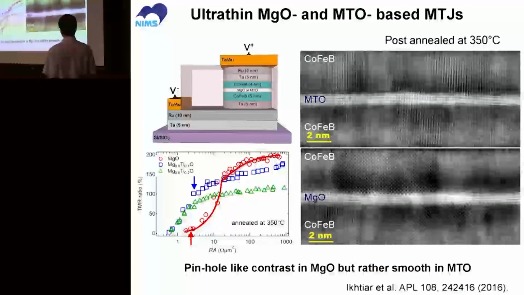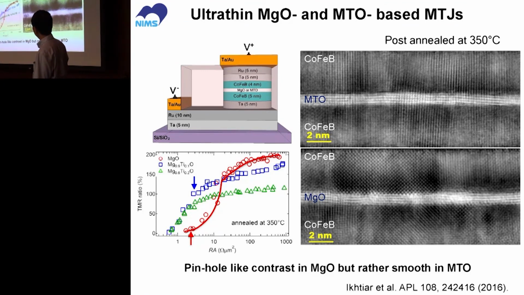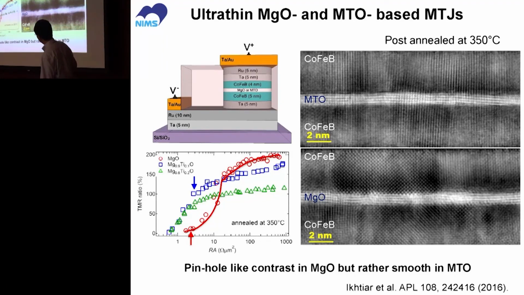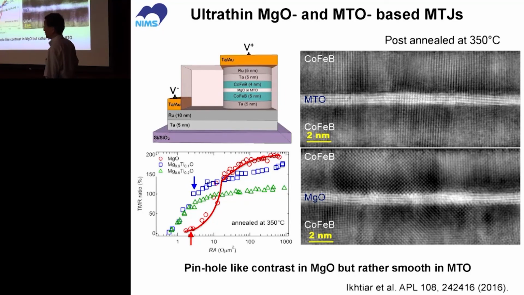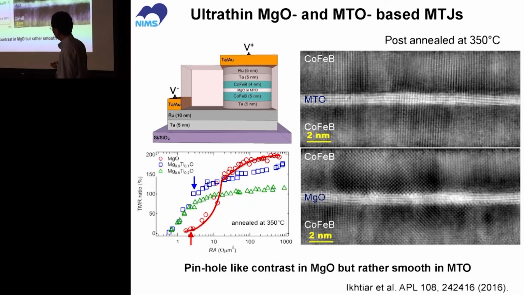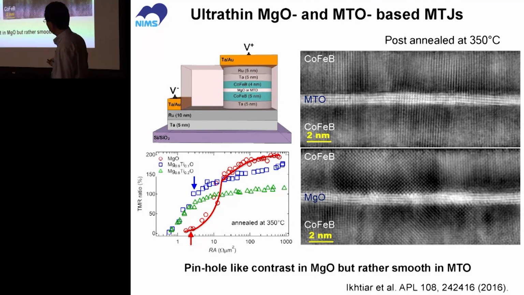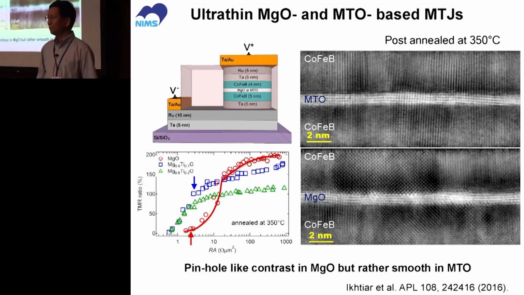So this is the actual result. This is the TMR value. This is the RA value. When you use the MgO barrier down to 20 ohm square micron, the MgO barrier is better than MTO. But below 20 ohm square micron, this TMR value substantially degrades. On the other hand, if we use MTO with titanium dopant, the degradation of MR towards low RA value is moderate.